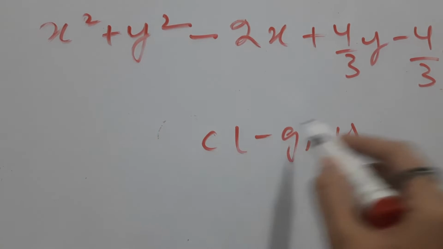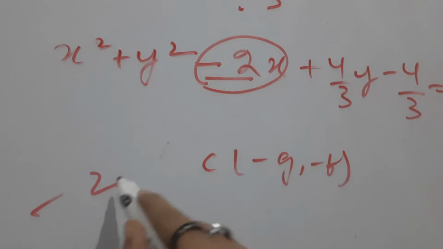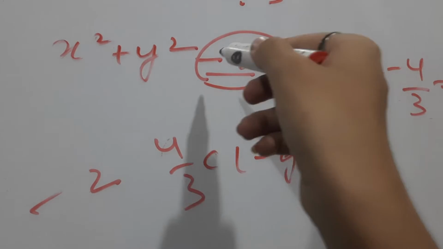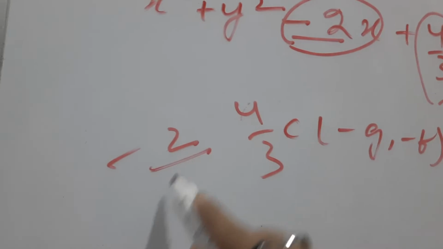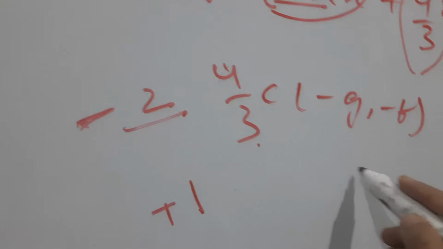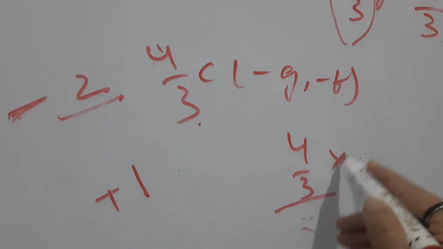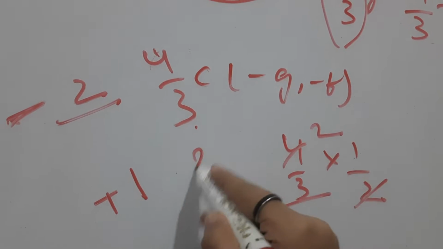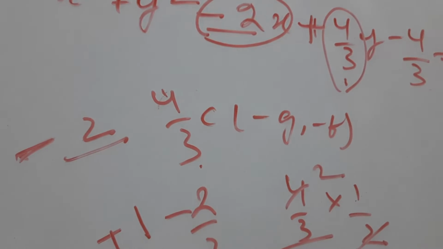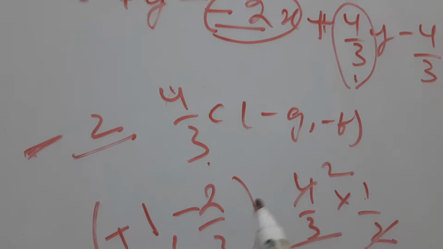So remember, for the center, take the x coefficient, which is minus 2 here, and the y coefficient, which is 4 by 3 here, just take half of it and change the sign. Half of this 2 will be 1 and here it is minus, so make it plus. Half of 4 by 3 will be what? Don't make a mistake, this is 2, so it becomes 1 by 2, so this gets cancelled, you get 2 by 3. Since it is positive 4 by 3, we make it minus 2 by 3. So plus 1 comma minus 2 by 3 is our center.